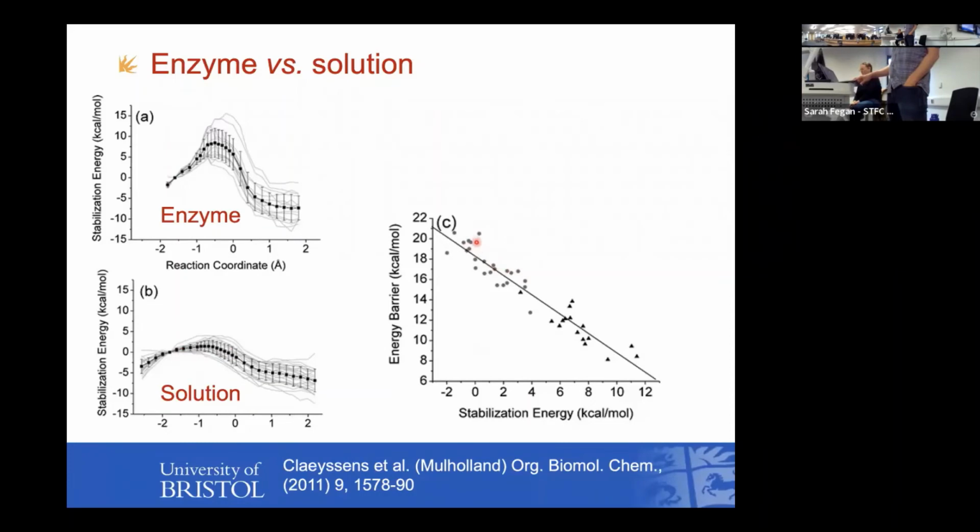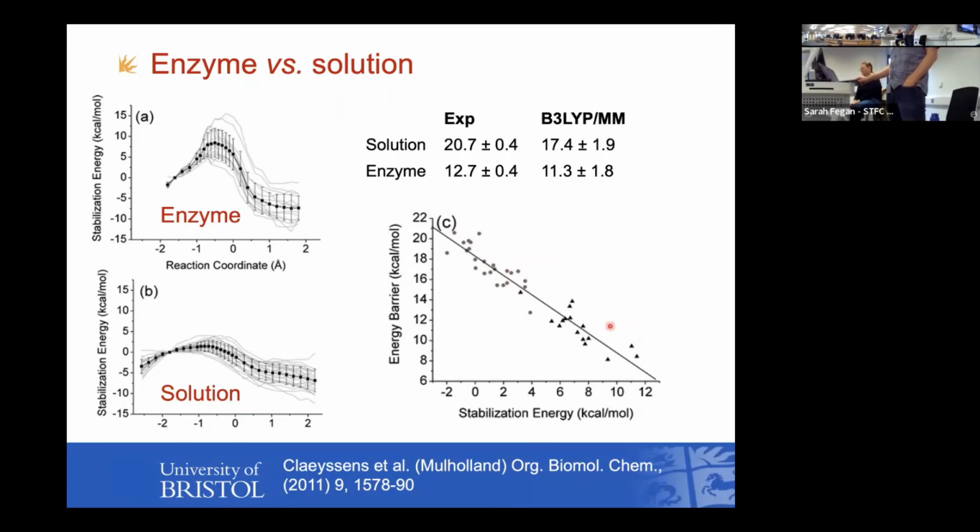Again, if you plot the circles here, this is the reaction in water, the triangles here, the reaction in the enzyme, that same correlation still holds. It's just that the water ones all have higher barriers and the enzyme ones have lower barriers. So if you take the averages, these are now calculated with these B3LYP QM/MM calculations, we get a clear difference between enzyme and solution. We also have numbers from experiment. So this is for the enthalpic barrier actually. So that's something that's very close to the potential energy that we're calculating here.